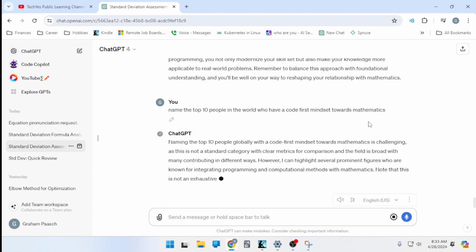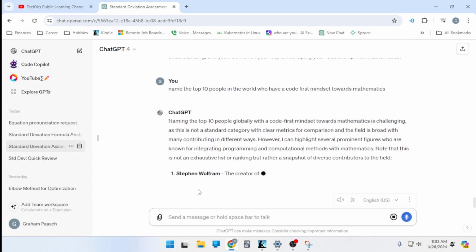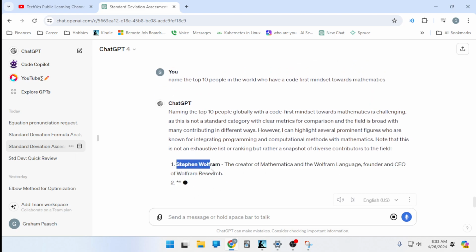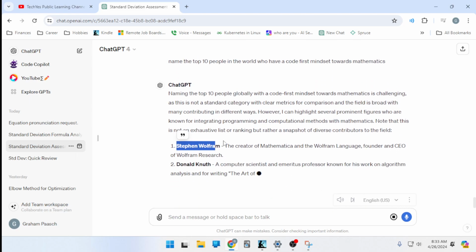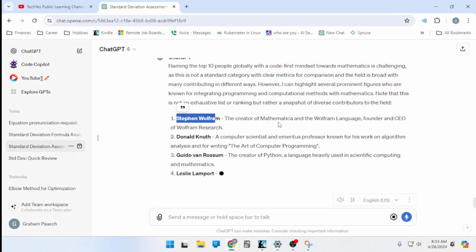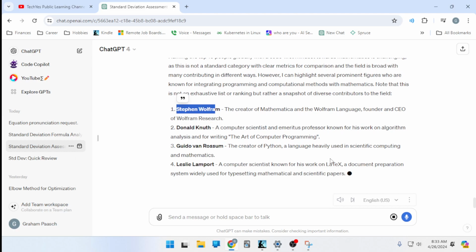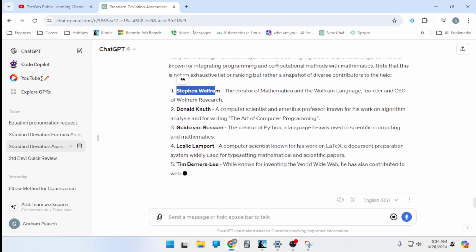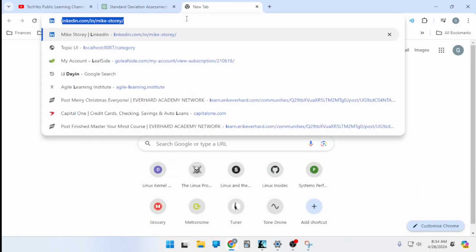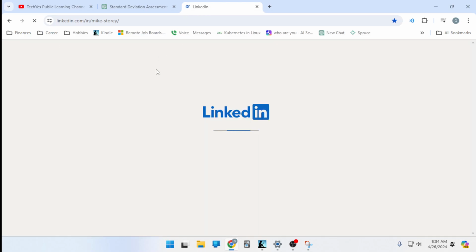Naming the top 10 people globally with a code-first mindset toward mathematics is challenging, as this is not a standard category. Many are contributing in different ways. However, I can highlight several prominent figures who are known for integrating programming and computational methods with mathematics. Note that this is not a ranking, but rather a snapshot of diverse contributors to the field. Stephen Wolfram, the creator of Mathematica and the Wolfram language, founder and CEO of Wolfram Research.